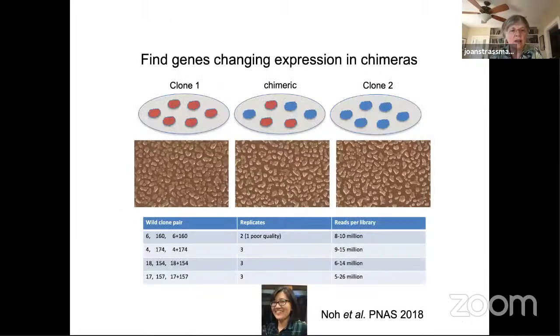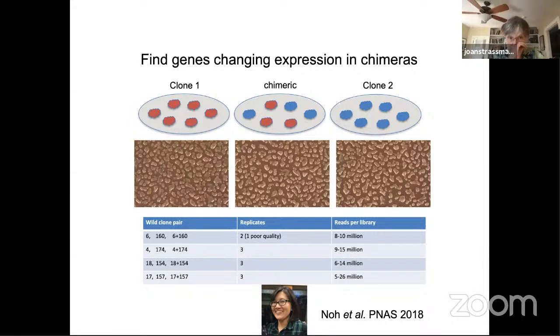So this is Sujin No's work. She's currently on the faculty at Colby College in Maine. So we took 2 clones, 1 and 2. We had 4 different pairs, and then the chimera. And so this is that early pebble stage, which is right when Gaddy's video showed the maximal sorting.